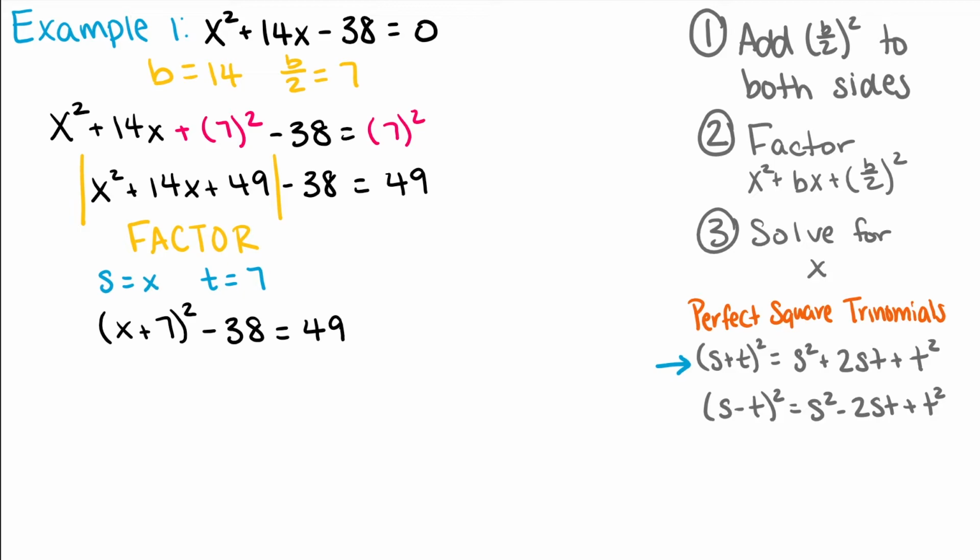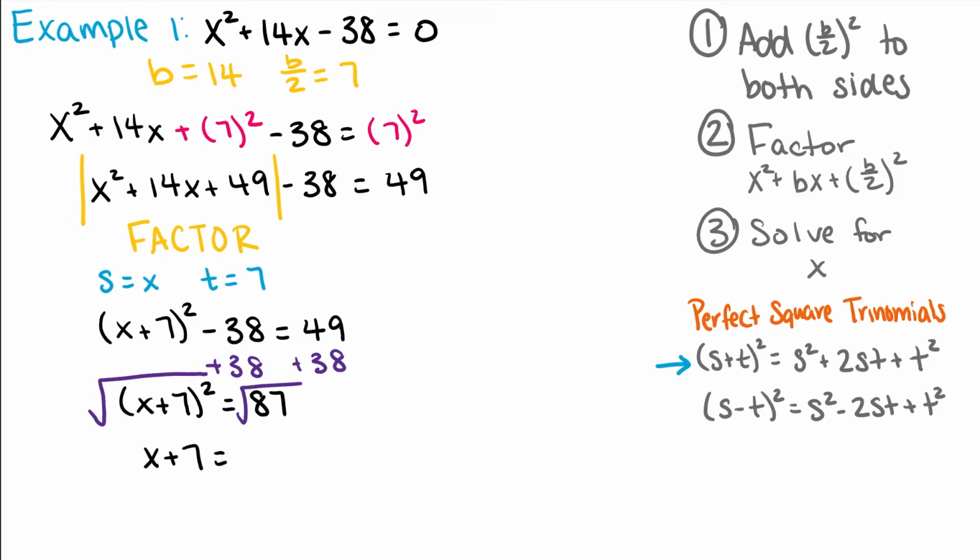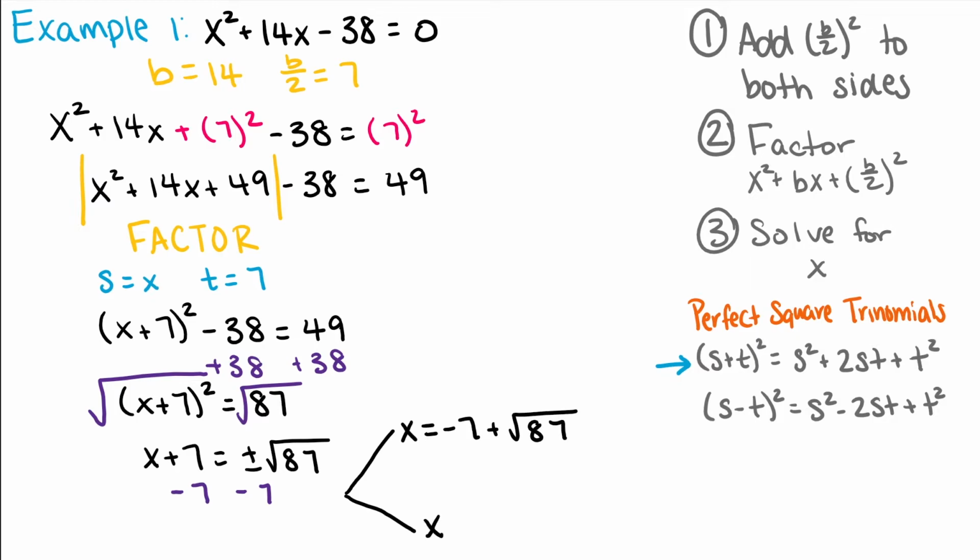Now we'll solve for x. We'll start by adding 38 to both sides. So x plus 7 squared equals 87. Then we'll take the square root of both sides. X plus 7 equals the positive and negative square root of 87. Anytime we take a square root of a number, we have to consider both the positive and negative value. We'll subtract 7 from both sides, and we get two answers for our x. We get x equals negative 7 plus the square root of 87, and x equals negative 7 minus the square root of 87.